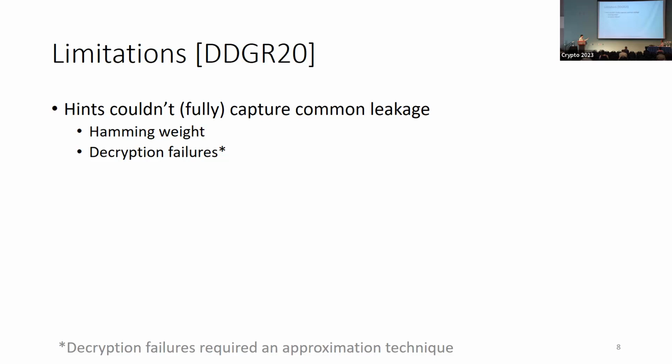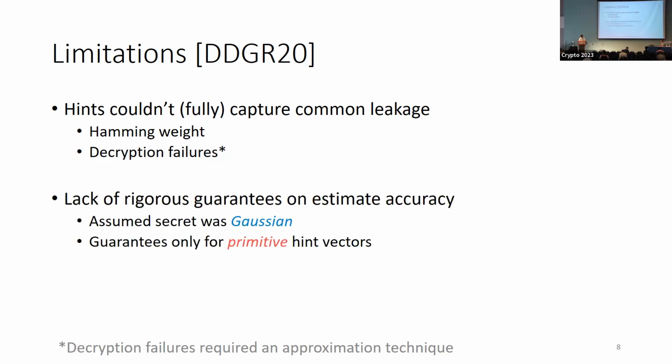In the prior work, they did try to integrate decryption failures, and it was quite successful, but it required an approximation technique that, as I'll show a bit later, is not exactly 100% kosher. And so there's a lack of rigorous guarantees on your estimate accuracy, in particular when the secret is not Gaussian, and many schemes for efficiency don't use Gaussian secrets. And the guarantees on how much volume you would lose in your lattice were also only guaranteed when the hint vectors were primitive in your lattice.